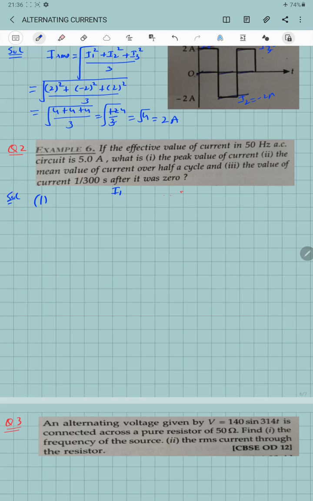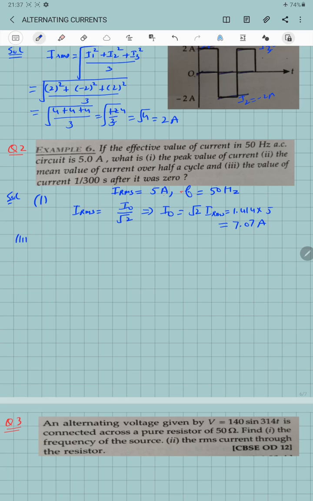we are given the RMS value. RMS value of the current is given 5 ampere and frequency of the AC cycle is equal to 50 Hz. We have to find first the peak value. We know that I_RMS is equal to I naught over root 2. This means that peak value I naught will be root 2 times RMS, which is 1.414 into 5, which gives us answer 7.07 ampere.